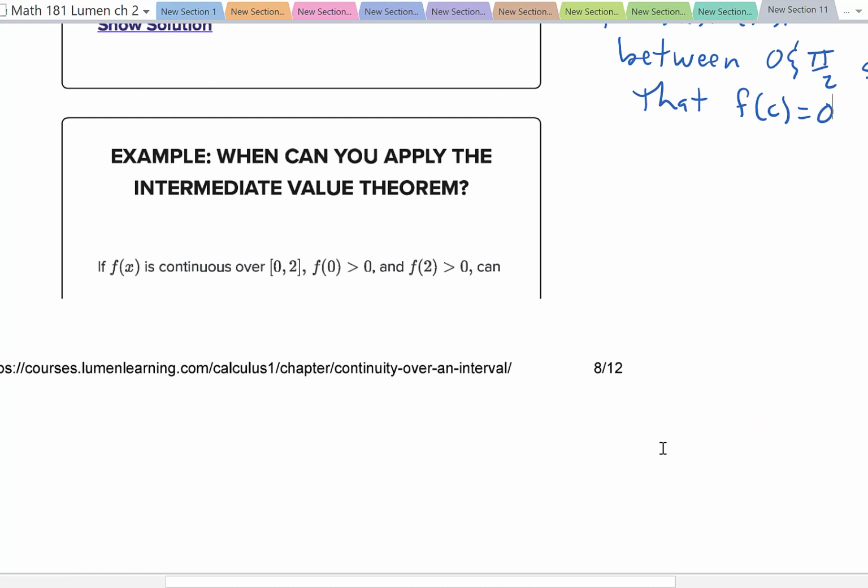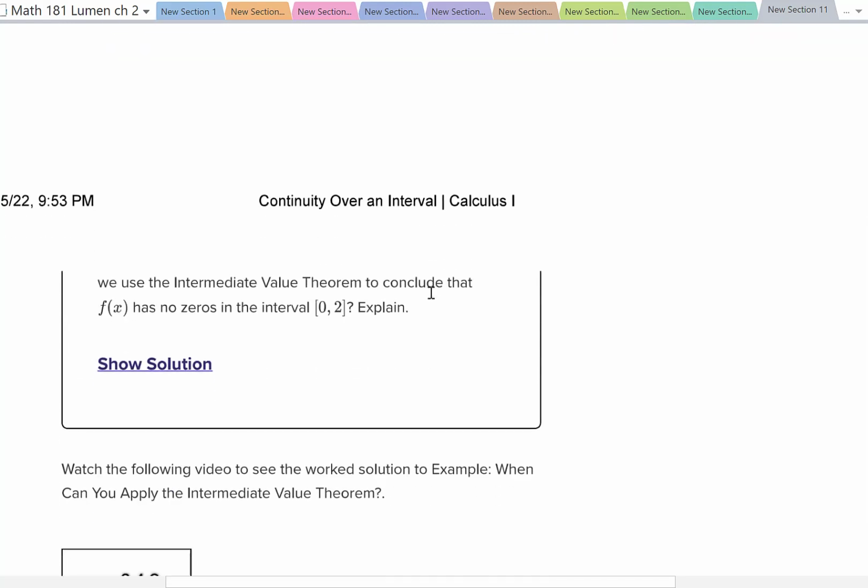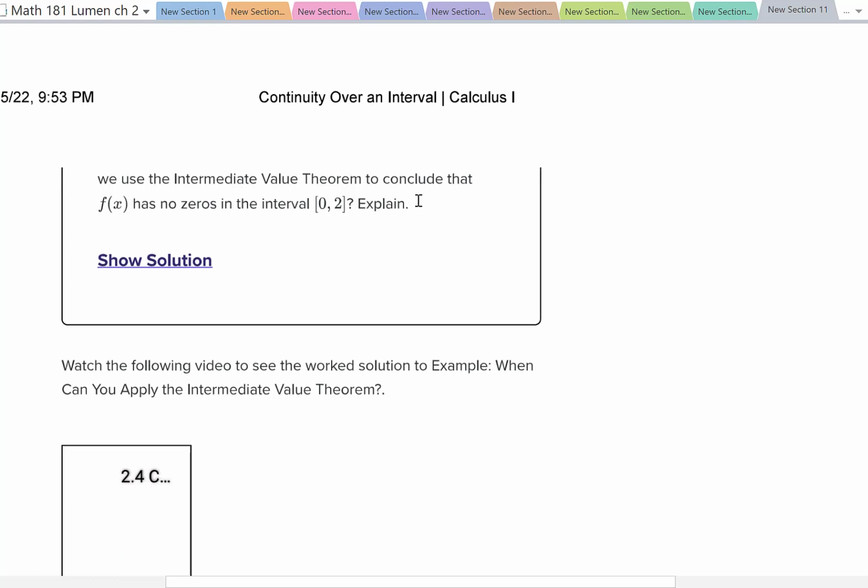When can you apply the intermediate value theorem? So if f of x is continuous over 0, 2, and f of 0 is positive and f of 2 is positive, can we use the intermediate value theorem to conclude that f has no zeros? The answer is no. It doesn't work that way. What it does is it guarantees a 0 between two values if you have one side below 0 and the other is above 0 if it's continuous. But it doesn't say there's no zeros, because it could dip down and come back up again.